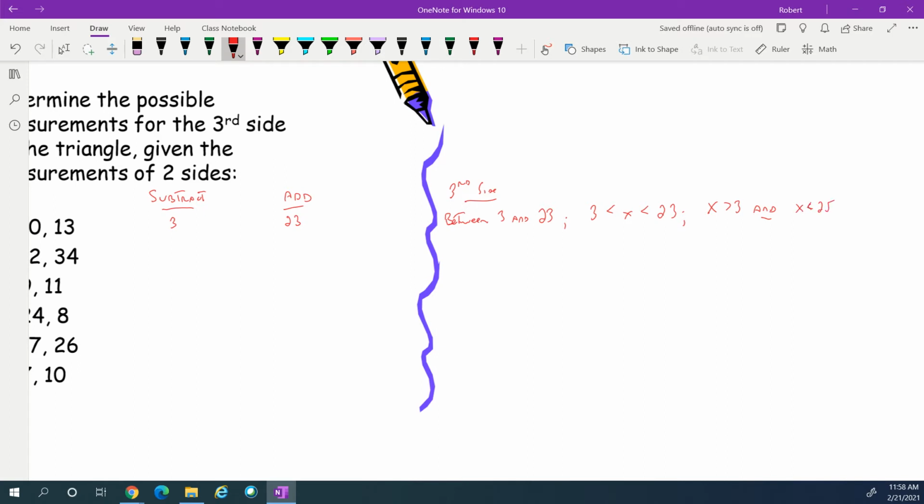x cannot be 3 and x cannot be 23. It must be a number between 3 and 23. It can be 3.1. It could be 22.99, but it cannot be 3 and it cannot be 23.